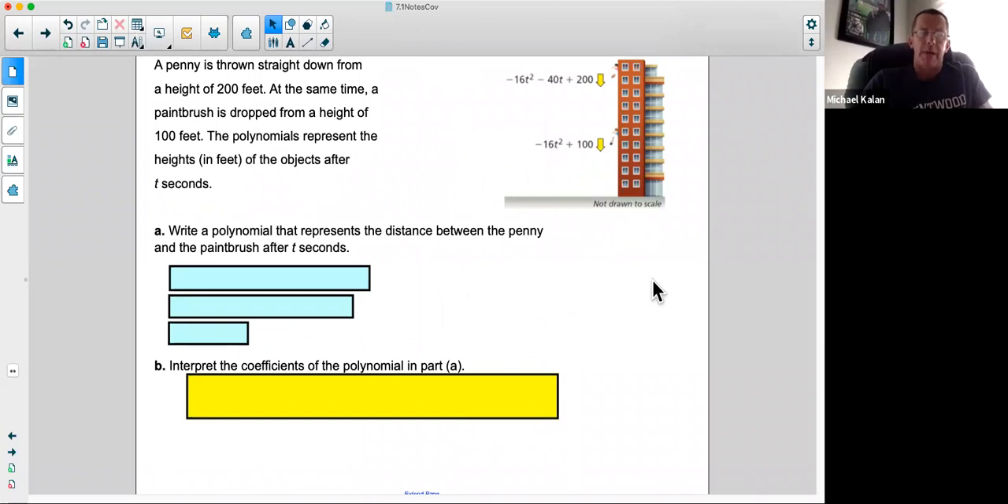Same type of stuff. Okay, a penny is thrown straight down from a height of 200 feet. So you can see that up here, 200 feet up. At the same time, a paintbrush is dropped from a height of 100 feet. And you can see the paintbrush right there, 100 feet. And it looks like it's double, so that's 200 feet. The polynomials represent the heights in feet of the objects after t seconds. And you might be wondering, where did they get these polynomials from?